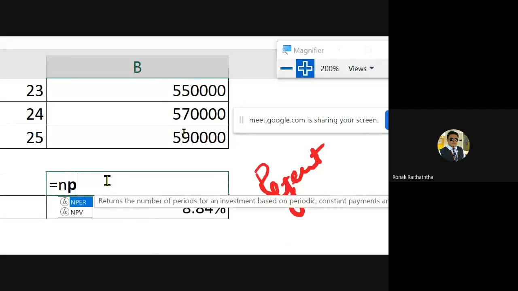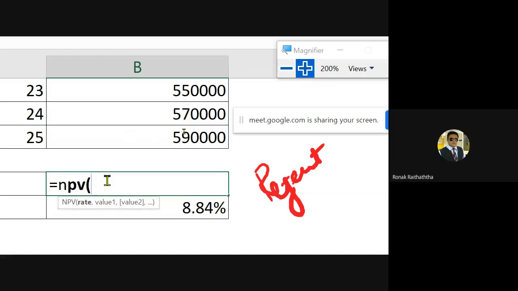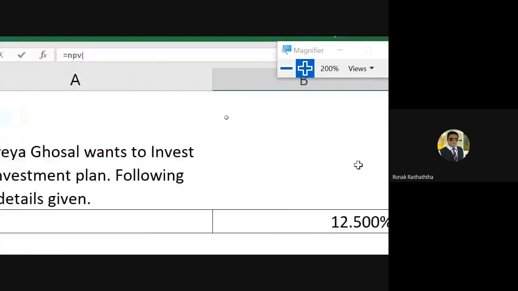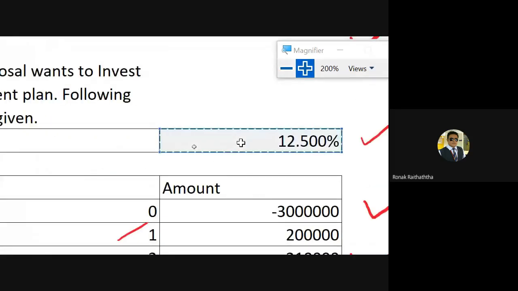Equal to NPV, opening the bracket. Now the first thing it asks is, what is the rate of requirement? Miss Shreya told me that, Ronak, the rate of requirement is 12.5%. I said, okay Shreya ma'am.